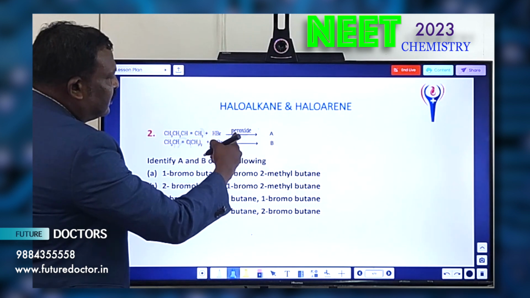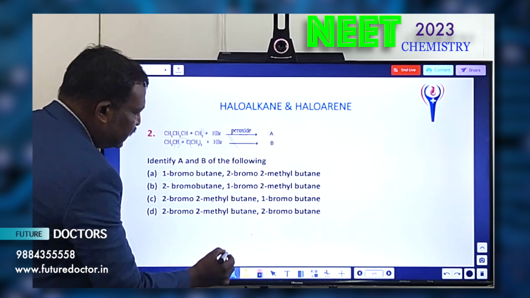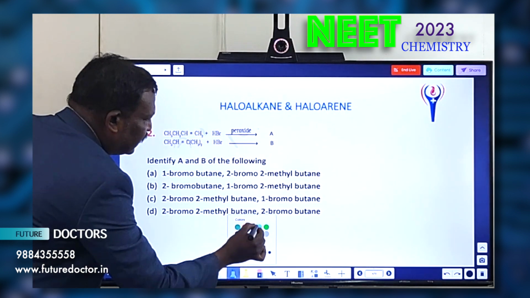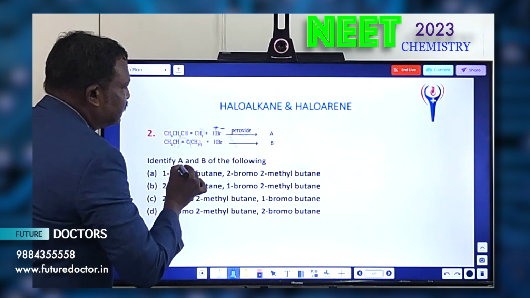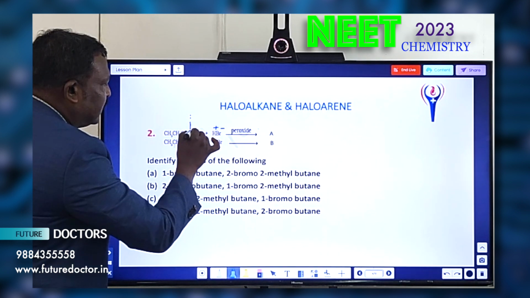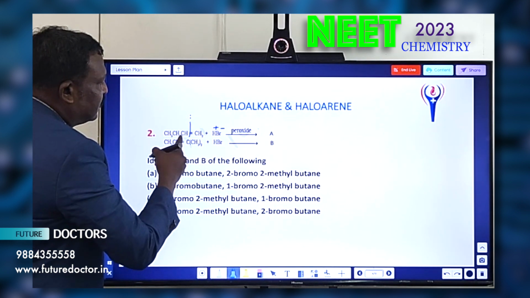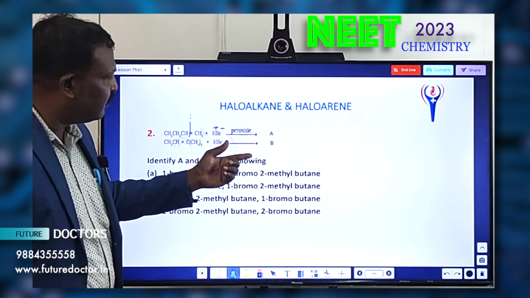Peroxide means we should follow the anti-Markovnikov rule. Anti-Markovnikov rule means, I'll write it here, just try to understand. How to split this one: H plus, Br minus. Wherever a double bond is present, we can split. Understood? Which carbon has fewer hydrogens? Actually, peroxide means we should follow the anti-Markovnikov rule.